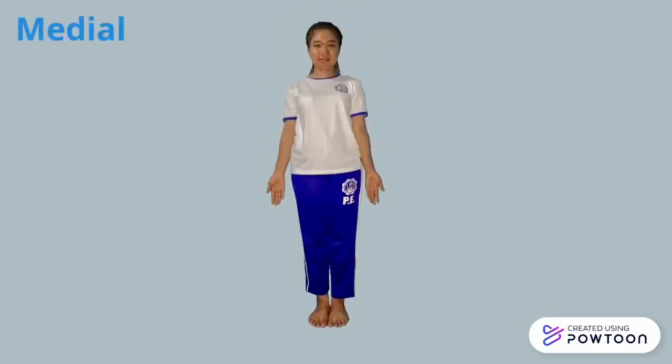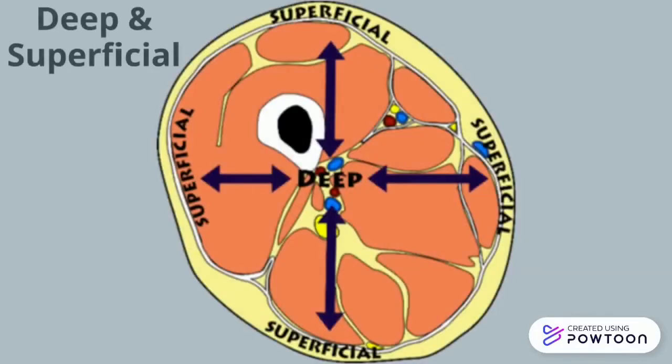Next, medial and lateral. Medial is any point closer to the midline of the body. The midline is an imaginary line that cuts the body in half vertically, while lateral is farther away from the midline. Deep and superficial. Deep is away from the surface of the body, while superficial is surface of the body.